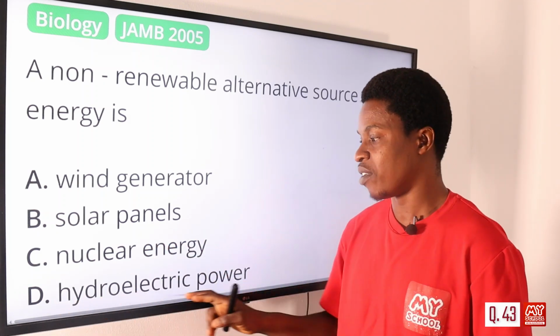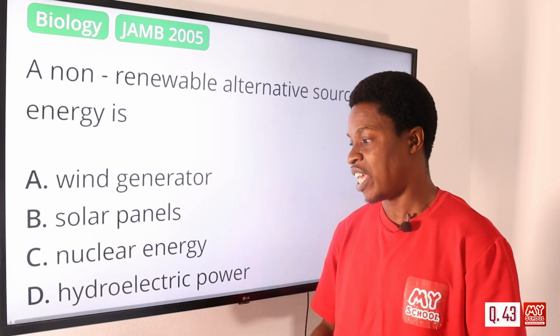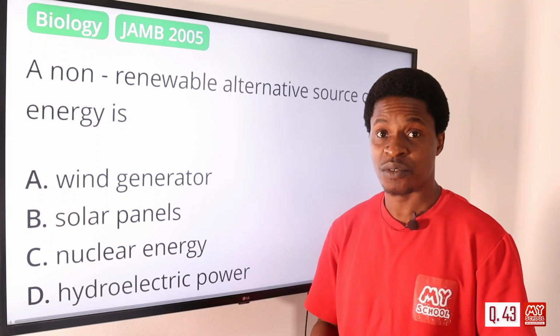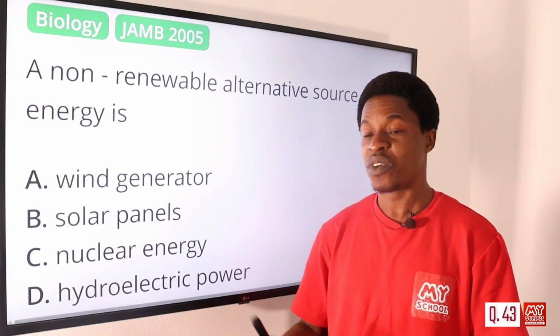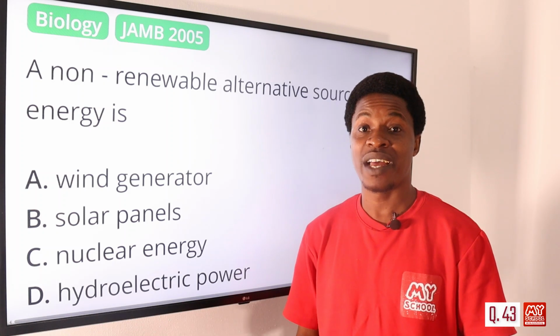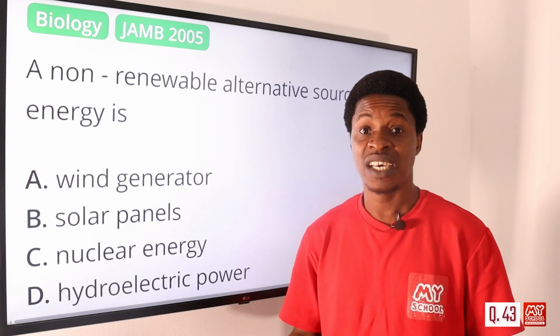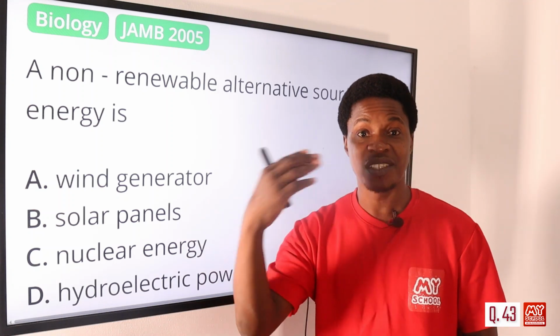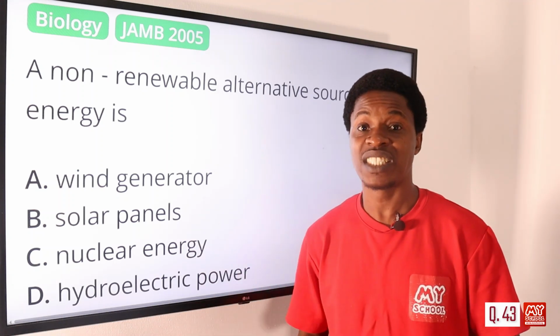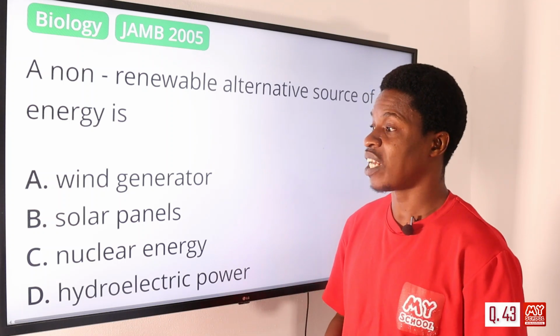Okay, but option D, we have hydroelectric power. Of course, the hydroelectric power authority. Once we have the water present there, like we have the Kainji Dam in Nigeria where the power is being generated. So as far as we have the water level there, it keeps replenishing, and it's a renewable alternative source of energy.